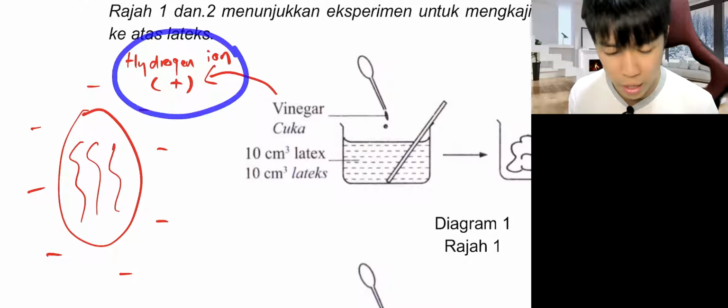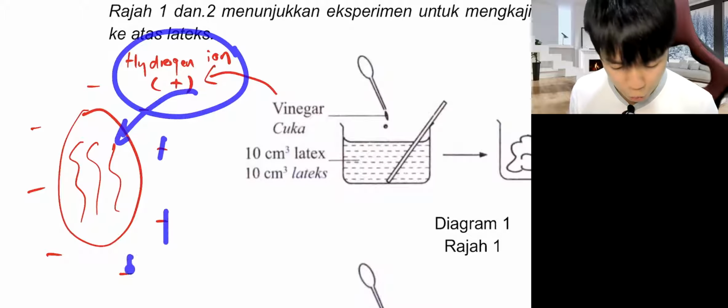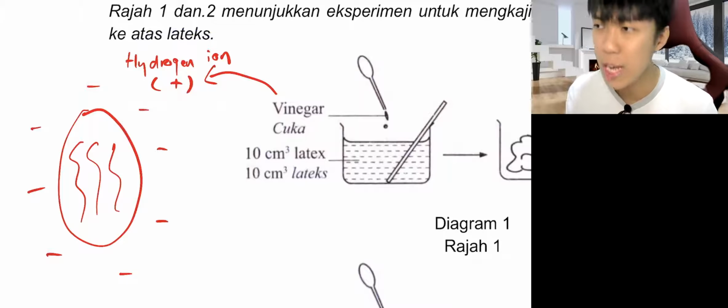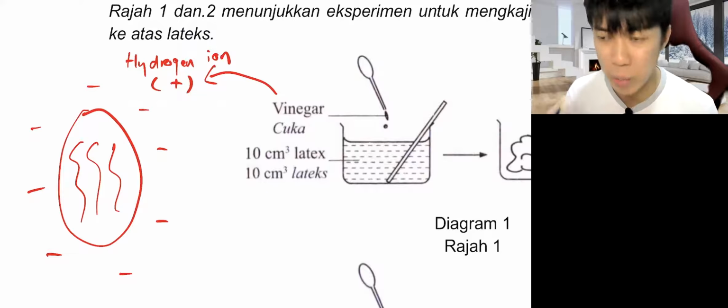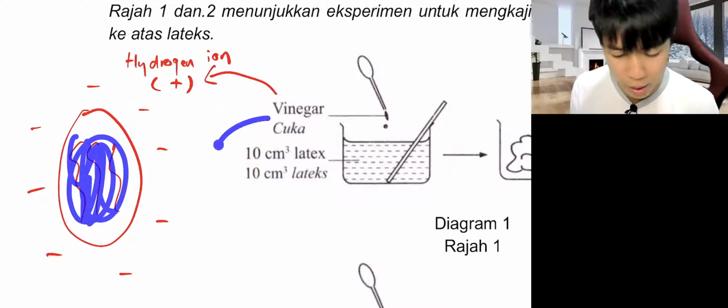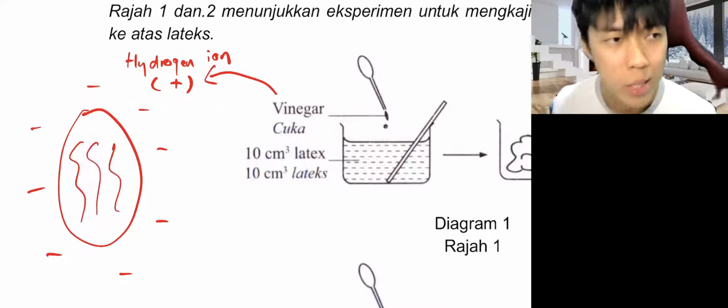So when positively charged ions are added, you will neutralize all of them, then there is no protection. Collision happens, then they break. That's why they coagulate. The molecule actually combines together with another one. So remember that.